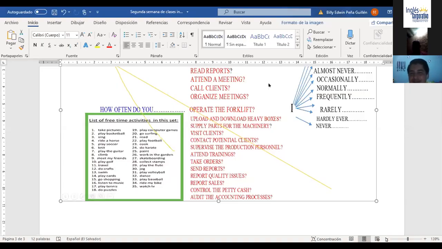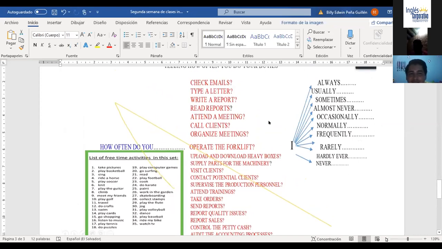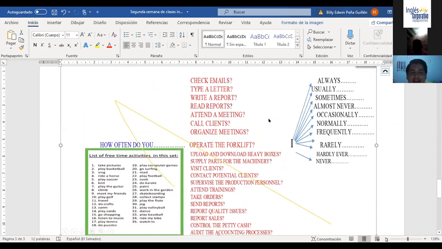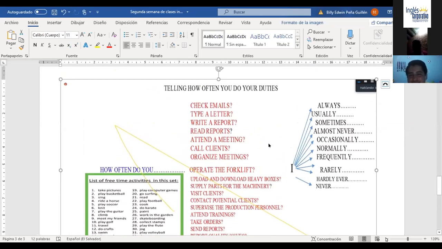Okay. Vice versa. Sí. How often do you check emails? I sometimes check email. How often do you type a letter? I rarely type a letter. How often do you write reports? I usually write a report.